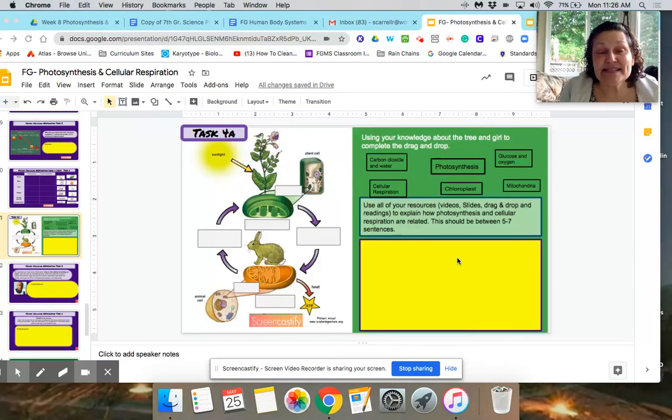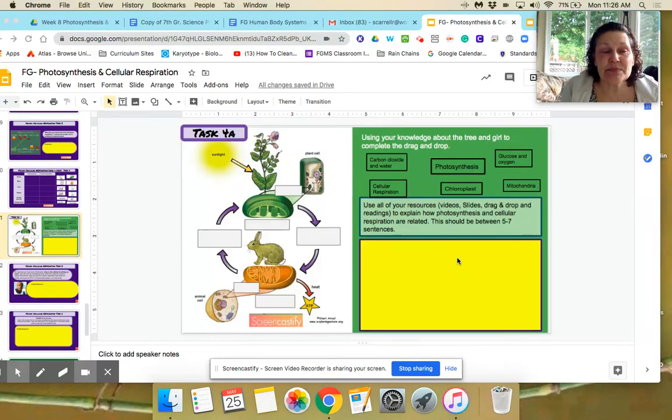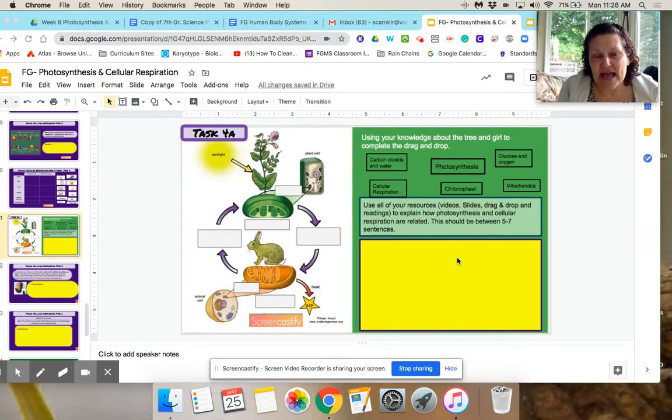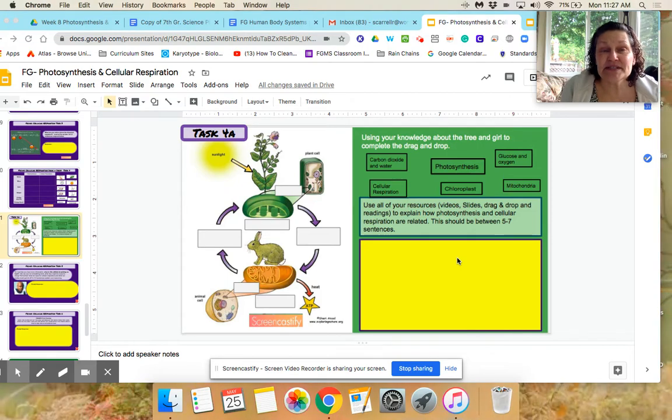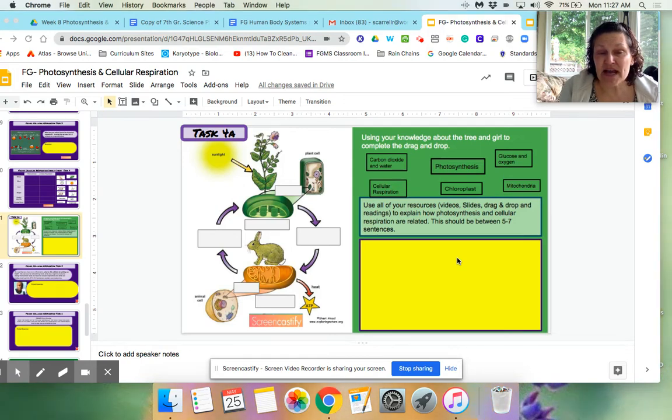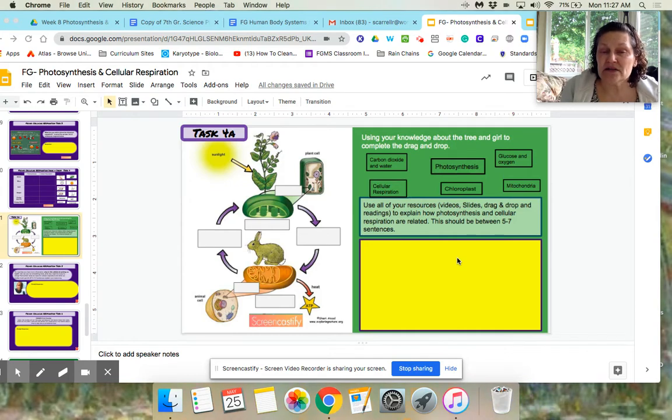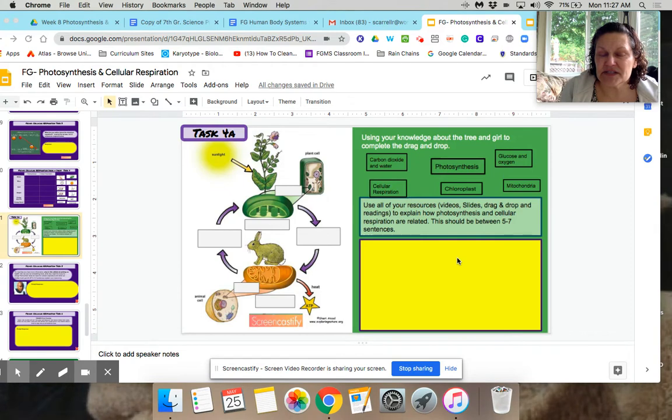Okay, so this is the last interactive slide on this slide deck. This now puts together the two processes that we've spent the last week talking about. We know that photosynthesis and cellular respiration are very closely related. In this diagram, you're picking out what the process is, what the organelles are, and what is going in and what is going out of these chemical reactions.